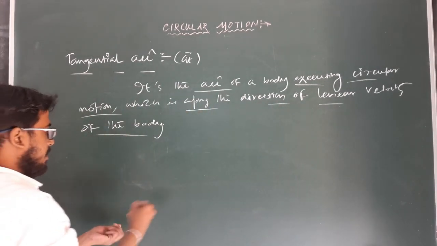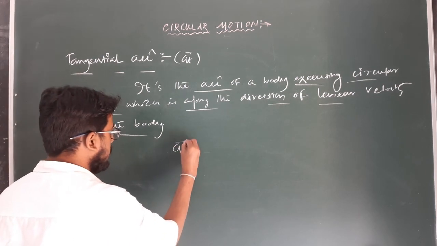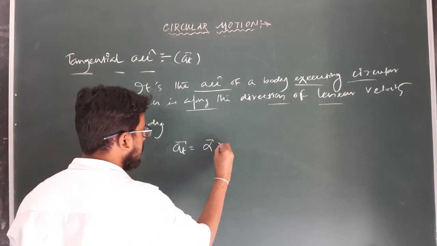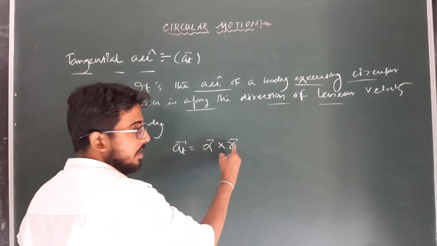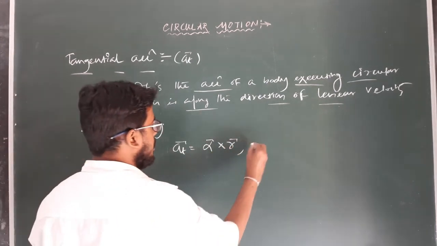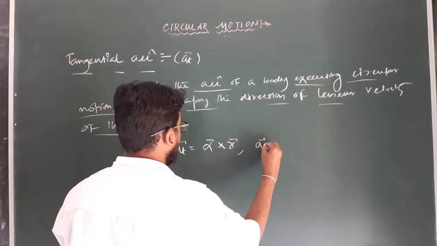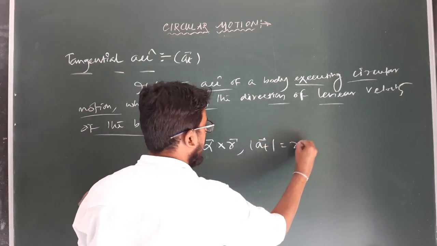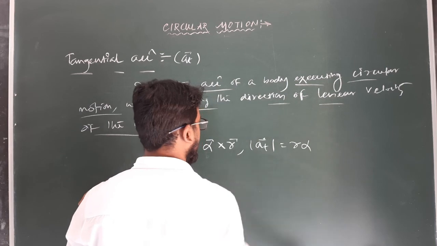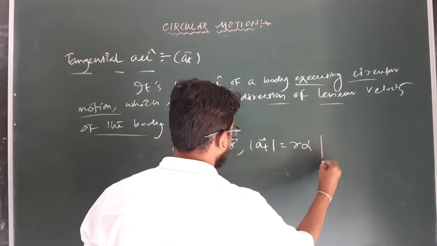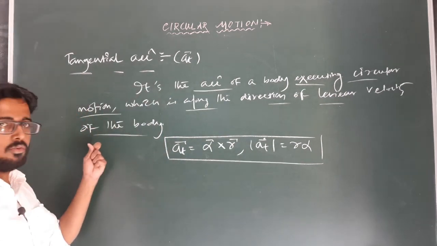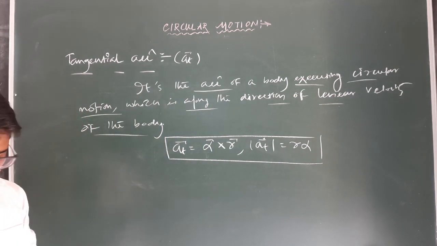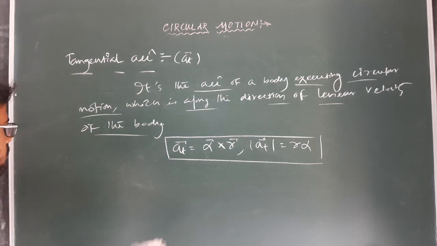Clear? And it can be defined as tangential acceleration vector equal to alpha vector cross r vector, where alpha is known as the angular acceleration and r is the position vector, the radial vector of the body, or in magnitude the tangential acceleration A T equals r alpha. Okay. Clear? So these are the two types of acceleration that can be present in case of circular motion.